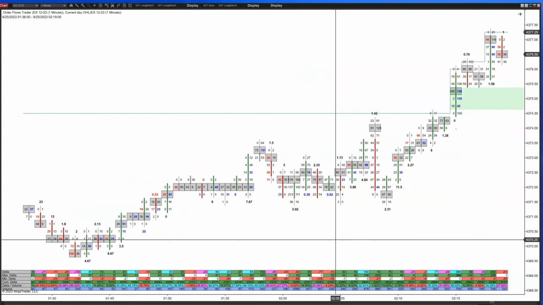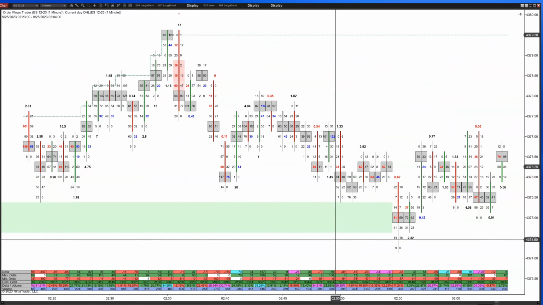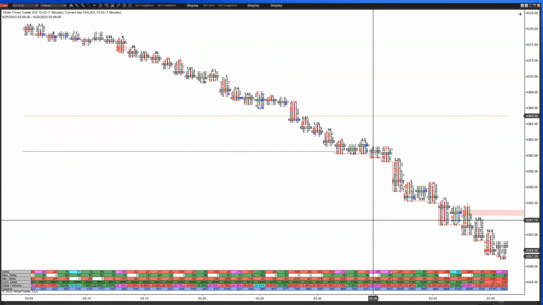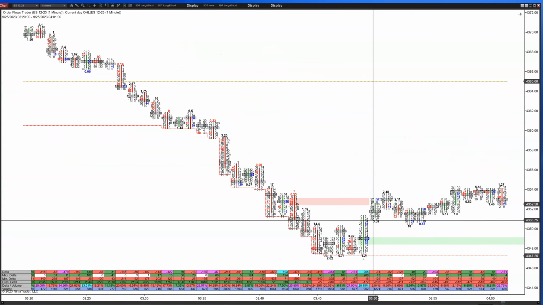Those are low risk entries. You're literally just risking 3 ticks. You get stopped out, then you just wait for the next opportunity to come along.